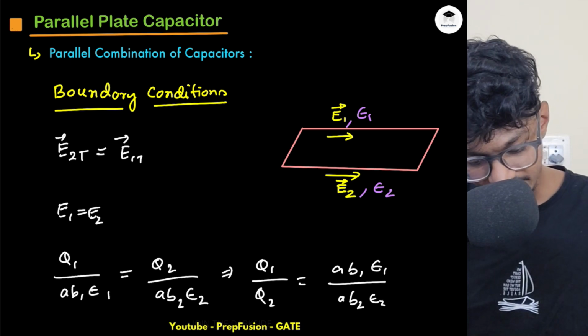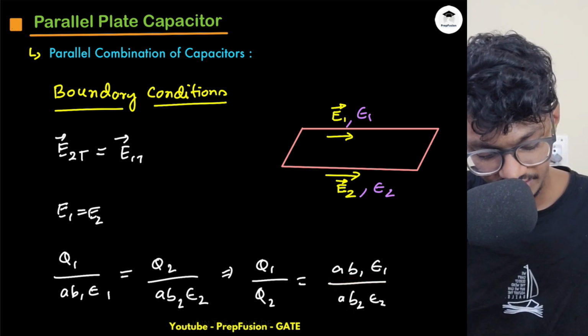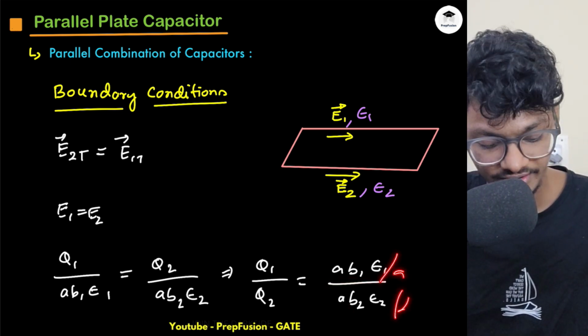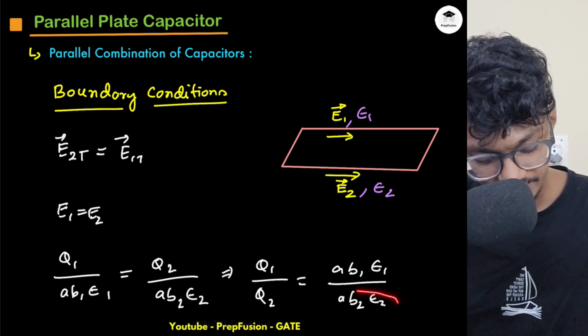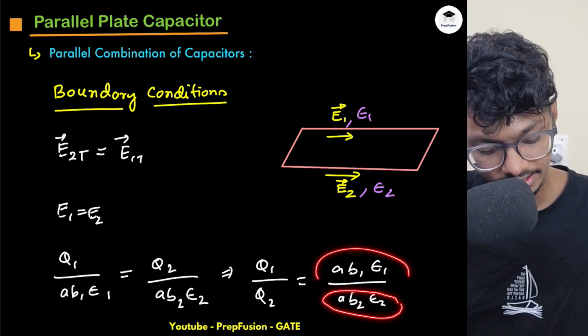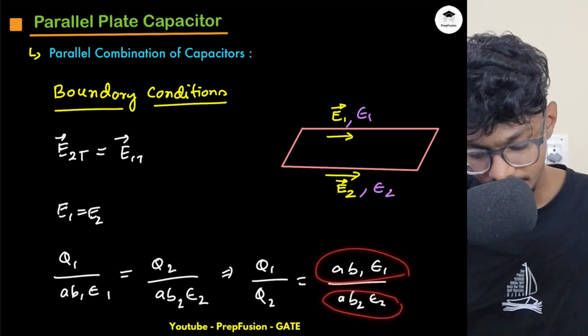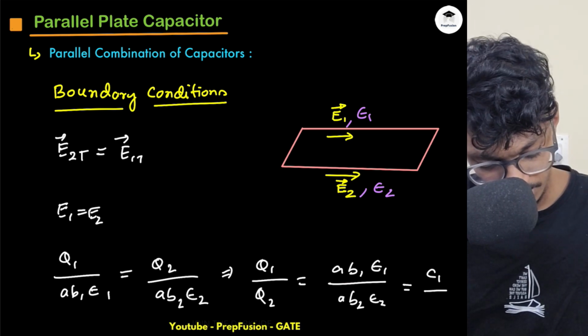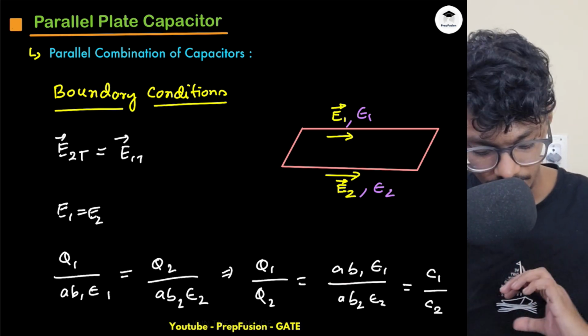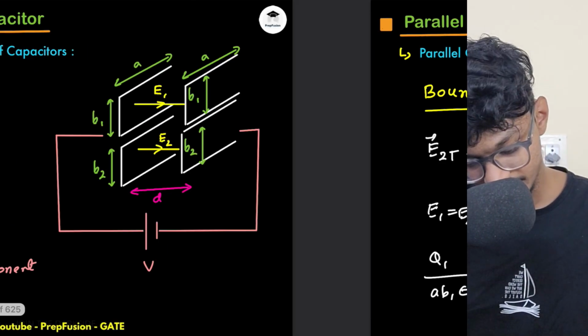And what is A B1 and A B2? If I divide both numerator and denominator by D, what I observe is that this is the expression for C2 and this is the expression for C1. So this will be C1 divided by C2, simply the ratio of their capacitances. You can understand that from here as well.